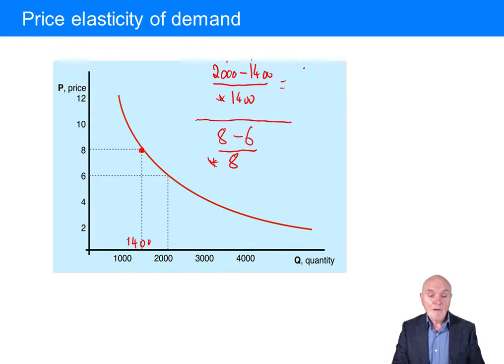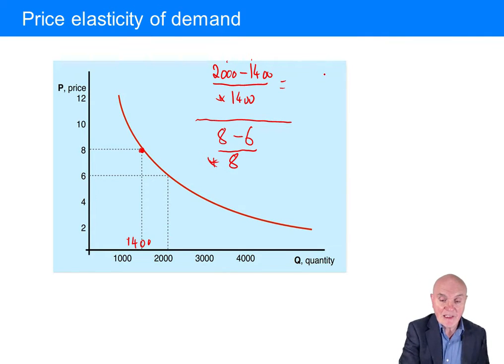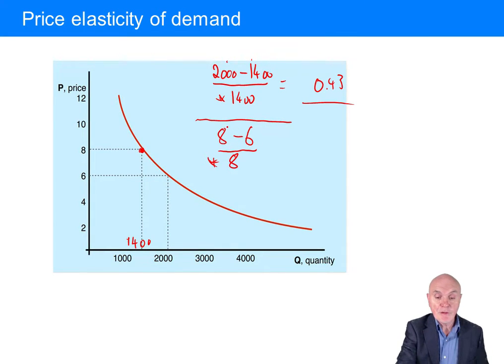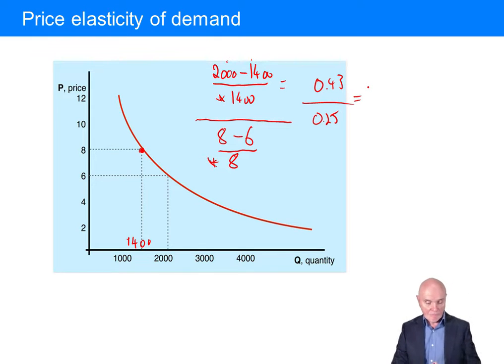The quantity is changing on the top here, 600, and we divide that by 1400. The proportional change in quantity is, let's say, 0.43. And the proportional change in price, well, we've got a change here of 2. 2 divided by 8 is 0.25. And as I say, ignore the signs. It doesn't matter what way around the signs are. So we have in there 0.43 divided by 0.25. That's 1.72.